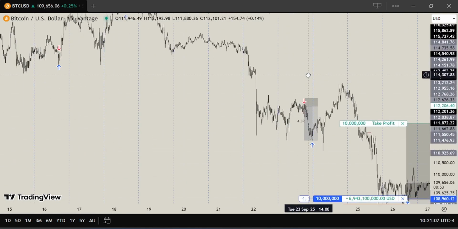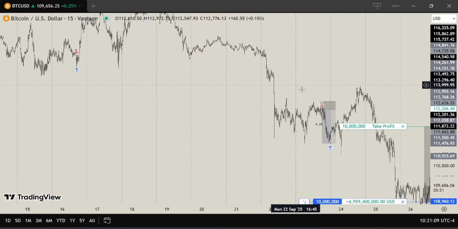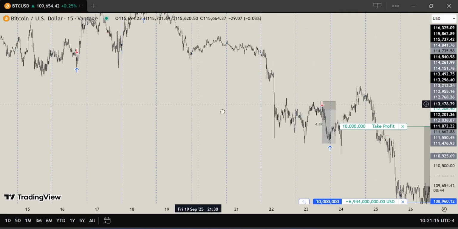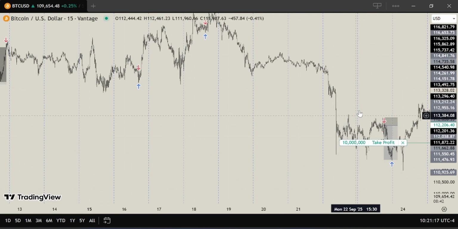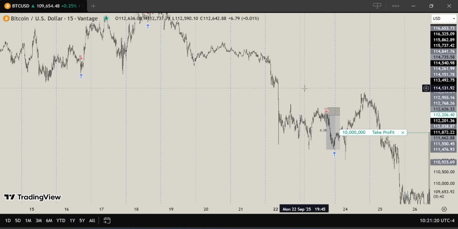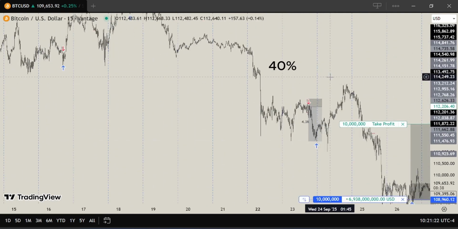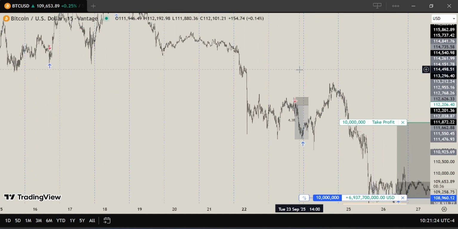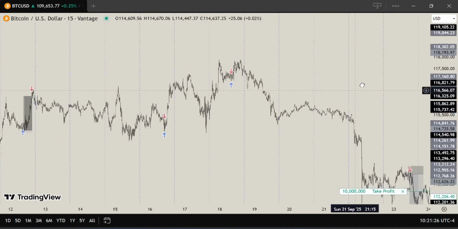So based on what we've just seen, we've taken 5 trades, 3 losses, and 2 wins. My win rate is below 50%. Let's say like 30%, and that brings us to what we want to talk about today.